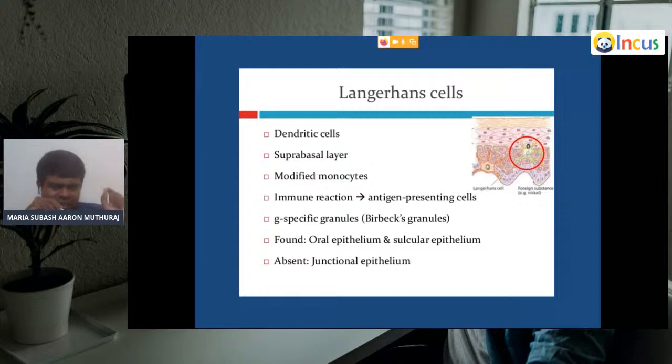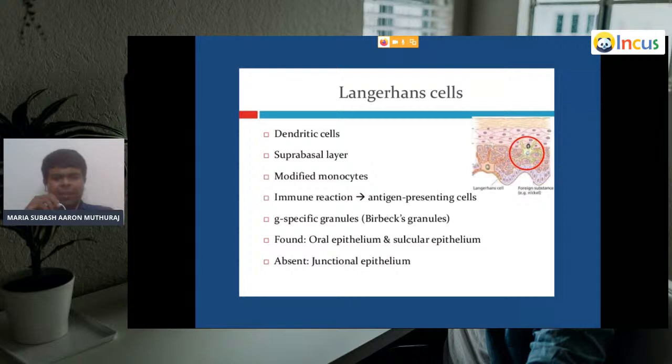Langerhans cells contain Birbeck granules or rod-specific granules. It is also an important MCQ. Langerhans cells are found in the oral epithelium in normal number. In sulcular epithelium, they are found in reduced number when compared to oral epithelium, whereas in normal junctional epithelium, Langerhans cells are absent.